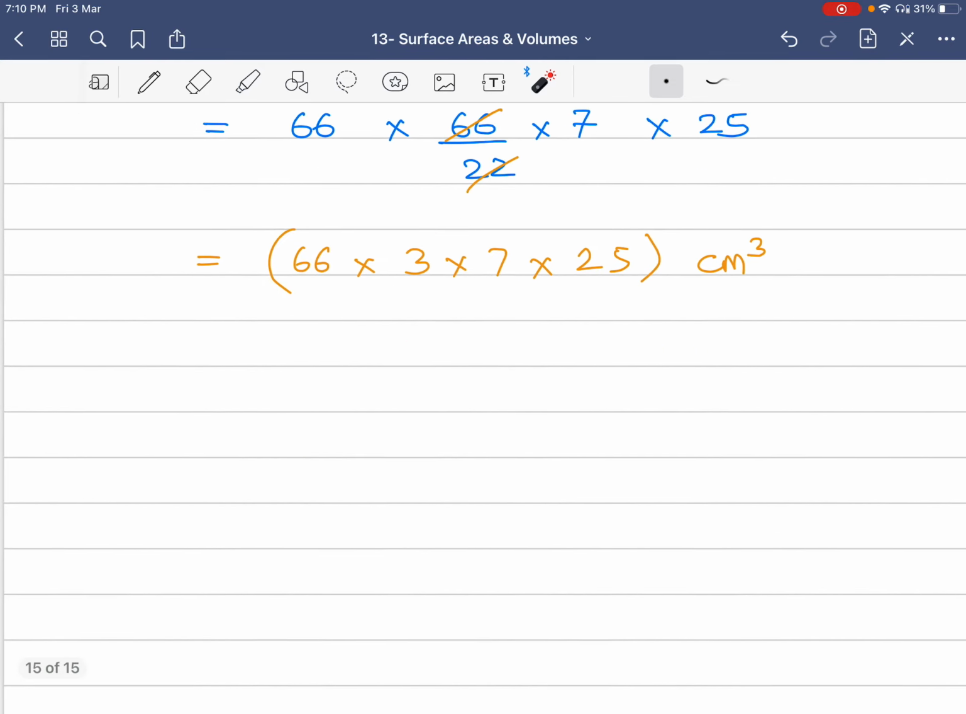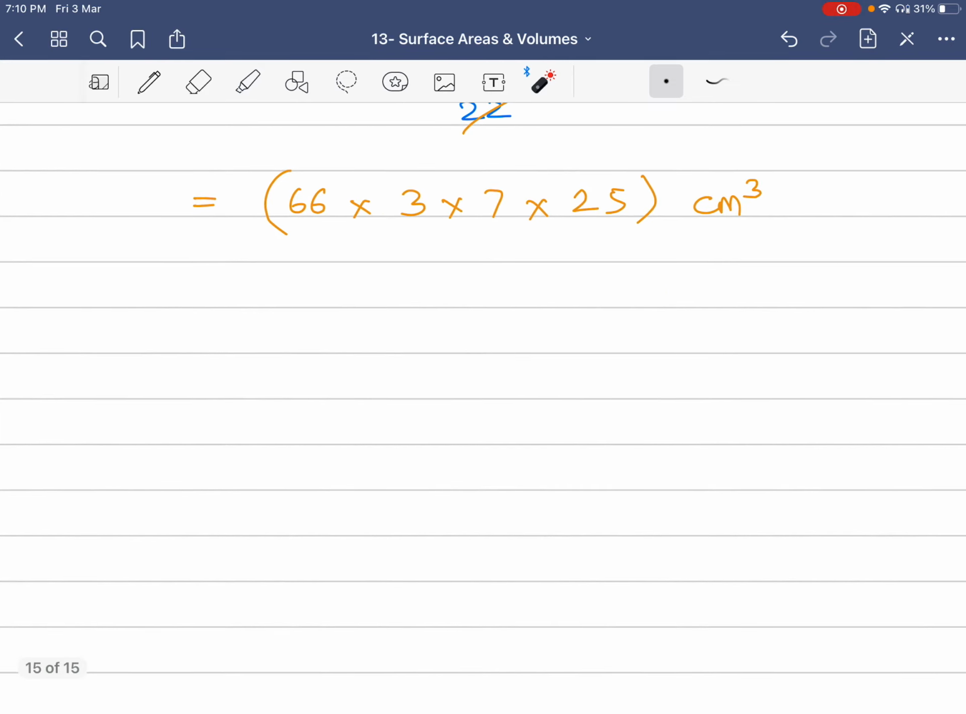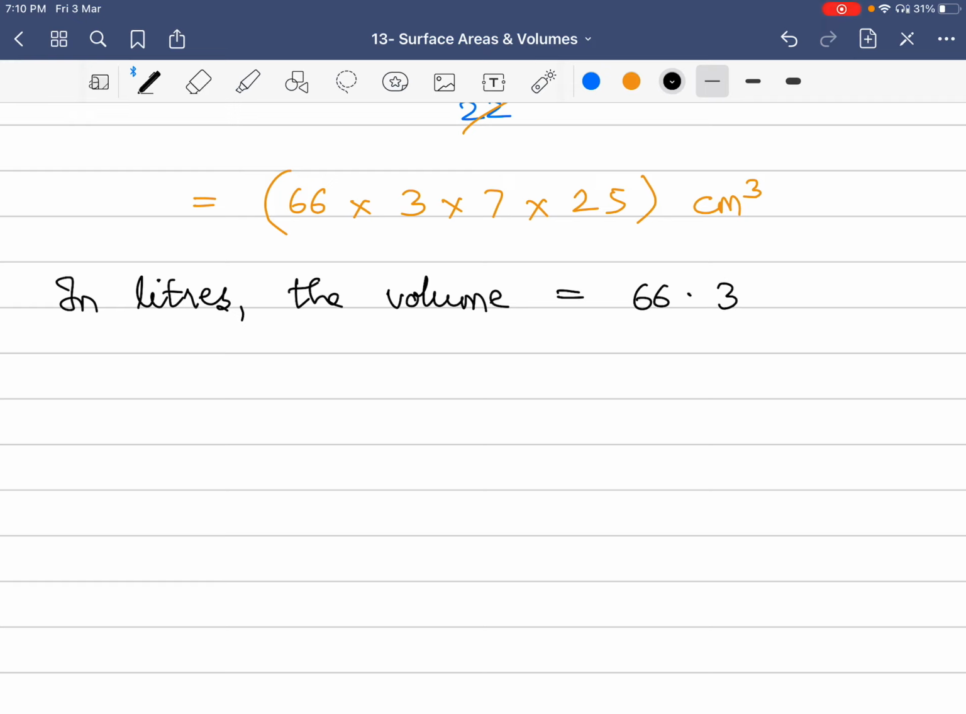So let's use that now. So this becomes the volume of the cylinder in centimeter cube. Now in liters, so I'm going to change the color. So in liters, the volume will be, basically, 66 into 3 into 7 into 25, the whole divided by 1000. This will give us the volume in liters.